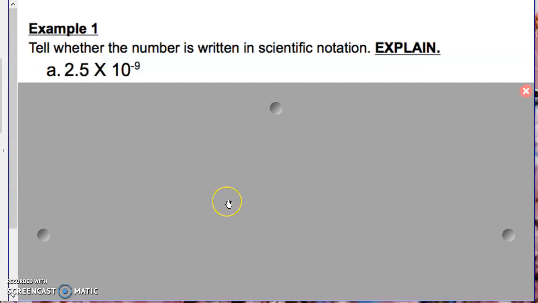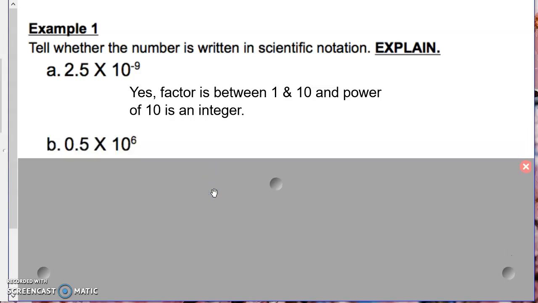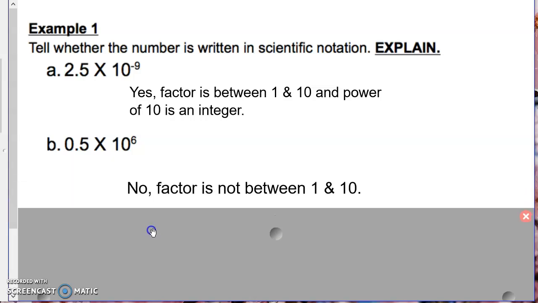So looking at our first example, it says tell whether the number is written in scientific notation and of course explain. Looking at this one, I'm checking to see if this number here is between 1 and 10, and it is, and this is a power of 10 with an exponent, and it is. So I would write yes, the factor is between 1 and 10, and the power of 10 is an integer. Looking at this one, I see that this number here is not a number between 1 and 10. So that means it's not correctly written in scientific notation. So I would write no, the factor is not between 1 and 10.